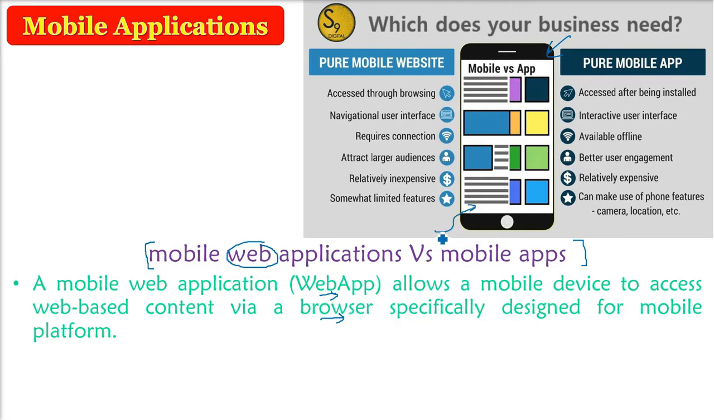Okay, so whenever you buy a mobile, you will see that a browser will be there, and this browser is different from the browser you use on your computer or any other system. And this browser is specifically designed for the mobile platform you are using. It may be designed for any operating system.